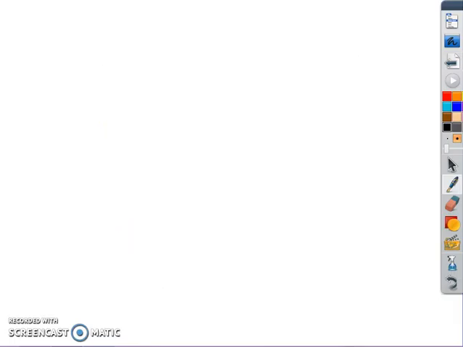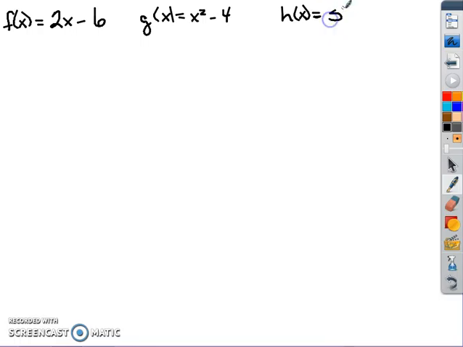We are going to continue on, but we are going to have more than just one function. So I'm going to give you f of x equals 2x minus 6. I'm going to give you g of x equals x squared minus 4, and h of x equals 5x minus 1. So this is Fred's functions, like how much Fred gets paid. This is George, and how much George gets paid. And this is Henry, how much Henry gets paid.